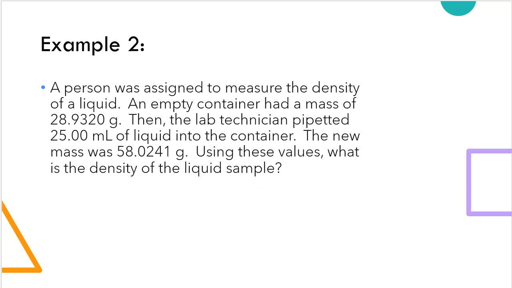Example number 2. A person was assigned to measure the density of a liquid. An empty container had a mass of 28.9320. Then the lab technician pipetted 25 mils of liquid into the container. The new mass was 58.0241 gram. Using these values, what is the density of the liquid sample? You have 30 seconds.